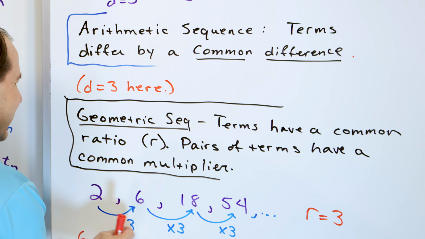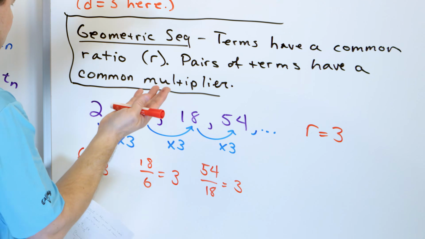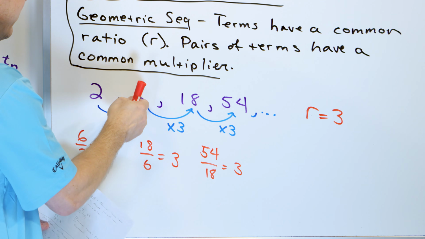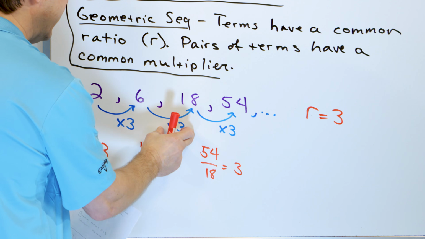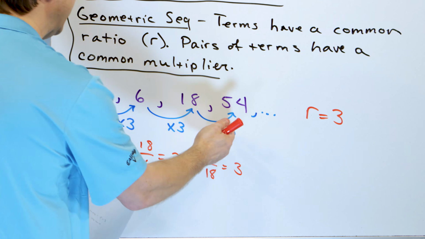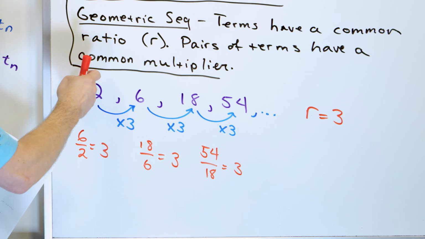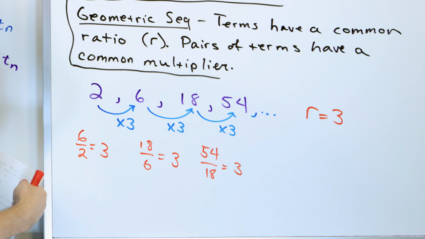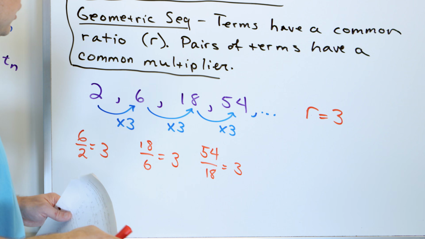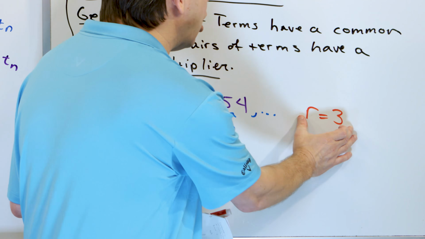We know that 2 times 3 is 6. The reason we knew it is because we memorized it. But really what you're doing is you're taking 6 divided by 2 and you're getting 3. You're taking 18 divided by 6, you're getting 3. You're taking this divided by this, you're getting 3. So whether you think of it as a common multiplier or a common division, common ratio between them, it's the same exact thing. What you want to know in this case is that the common ratio R is 3.